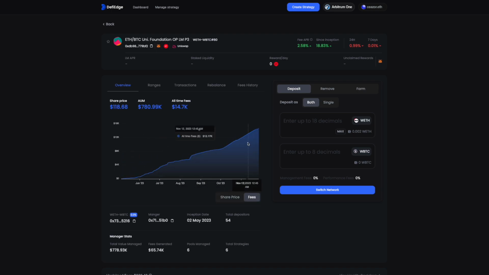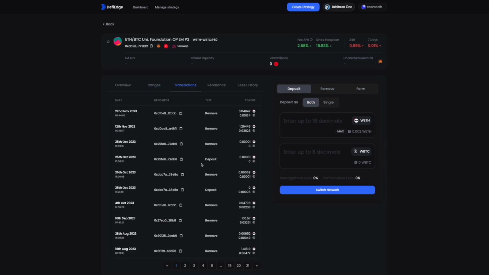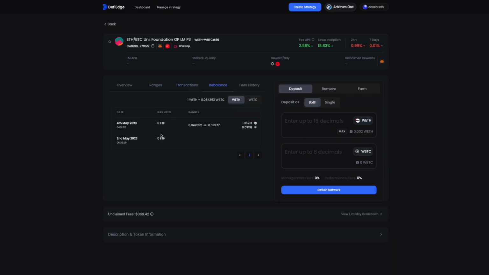But I think more important is the fees that this strategy manager has been able to accumulate over a long period of time. So the longer the time and the better this fee graph looks, the better, right? So you can go through here and take all the different metrics that you can look at. You can check what are the ranges that are currently set, all the transaction history, the rebalances.